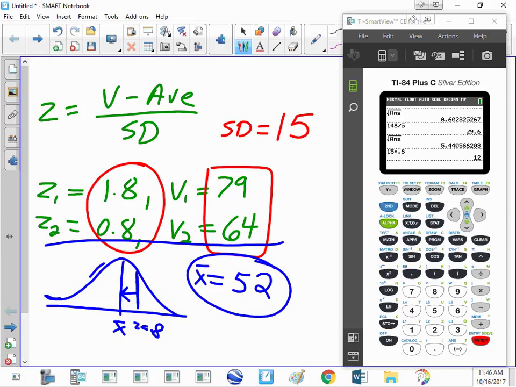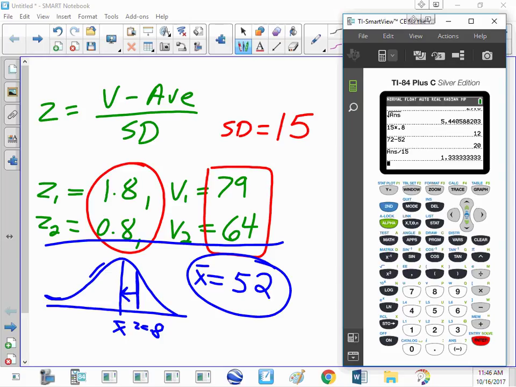Okay. And 72, what should I do? So 72 minus the average, 52. So 72 minus 52. And I'm going to divide by 15. So the z-score for 72 is 1.3.